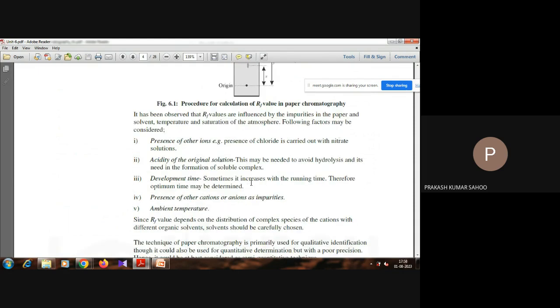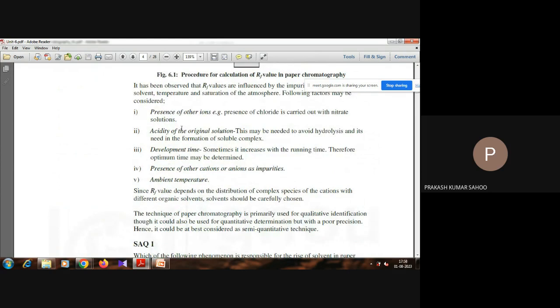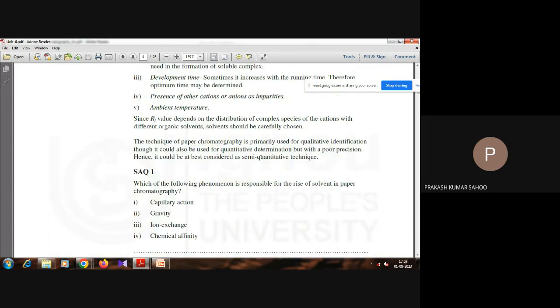So what are the factors we may consider? That is the presence of other ions or impurities. If impurities are present, like chloride or chloride with nitrate, these are the common other ions generally present in the solvent or the chromatogram. Acidity of the original solution is also related to the change in pH, so we have to maintain the acidity. Development time, that is the running time, therefore the optimum time may be determined. Presence of other cations and anions as impurities, then ambient temperature. So these are the factors on which the RF value depends.